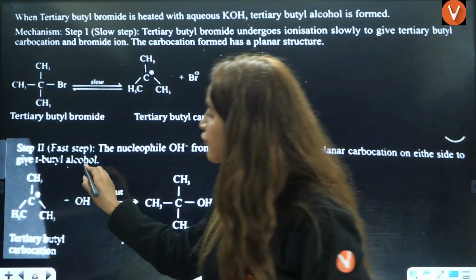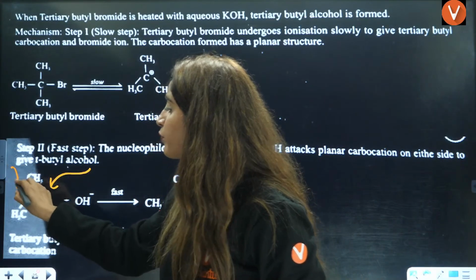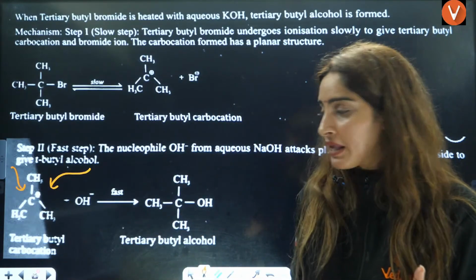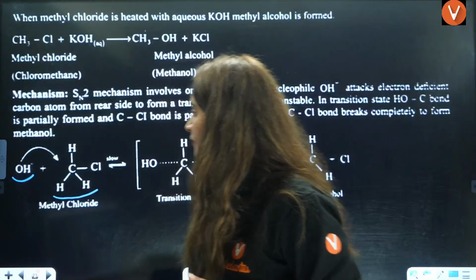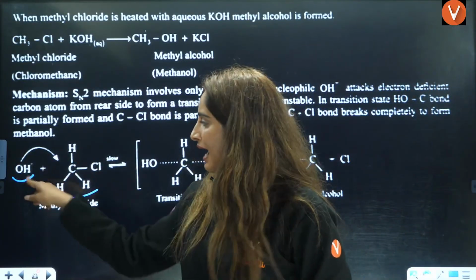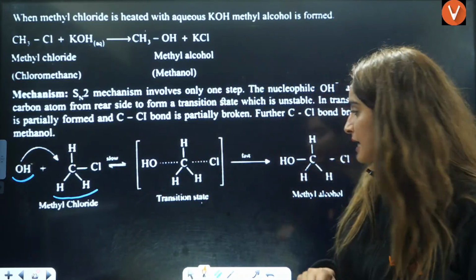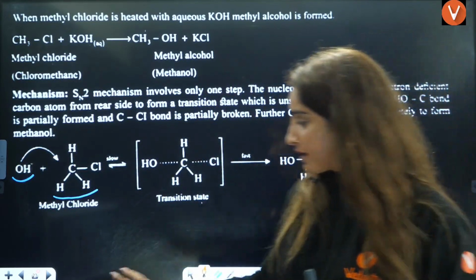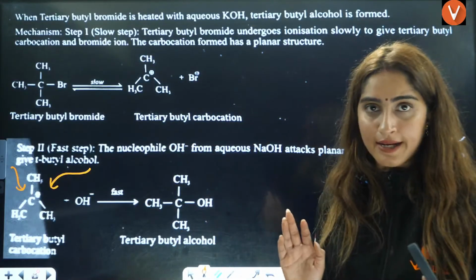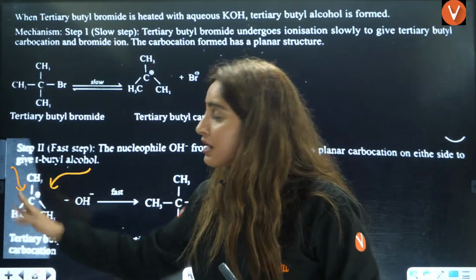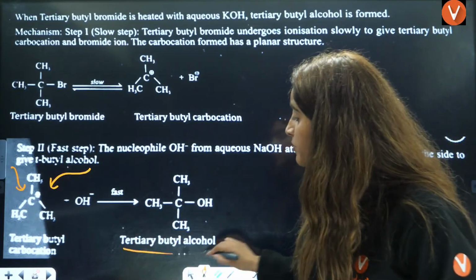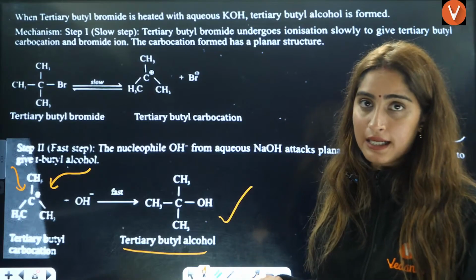After that, from 2 sides it can attack. In SN2 it didn't have any option; it was like, I only have space over here, I can only attack from this position, so it was the inversion product. But here it has space from both sides. That is why a racemic mixture is obtained, that is, retention plus inversion product is involved here.